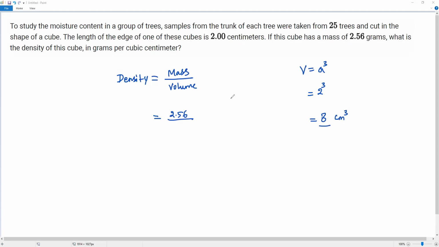We can plug in this 8 for volume over here. Okay, now we have to divide this 2.56 by 8. When I do so, I am getting 0.32. Therefore, the density of the cube in grams per cubic centimeter is 0.32.